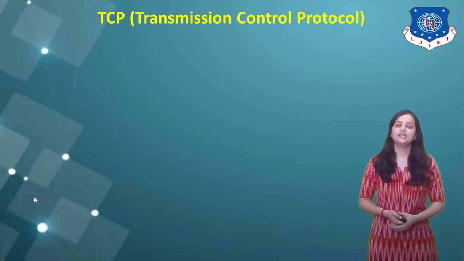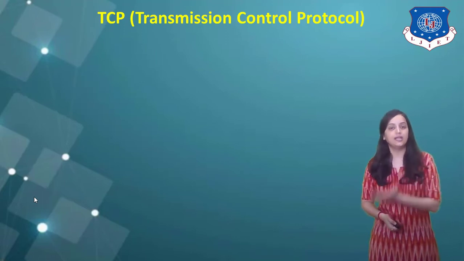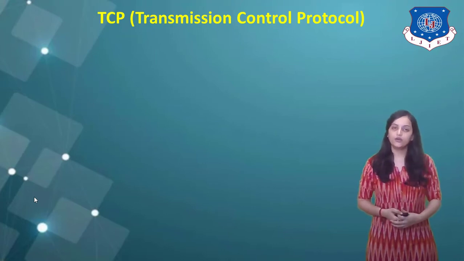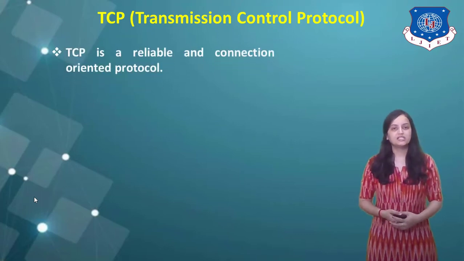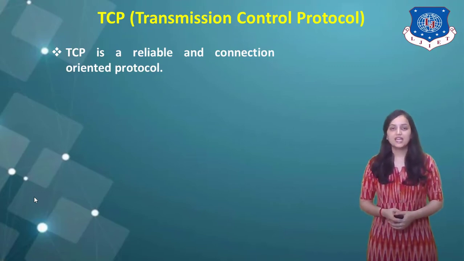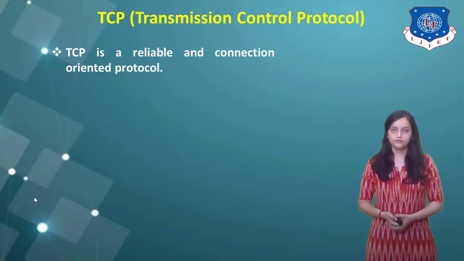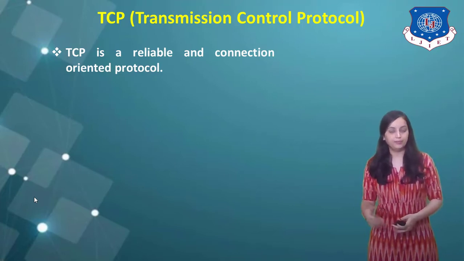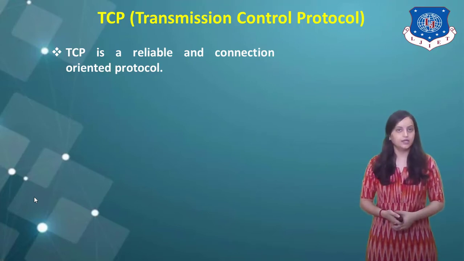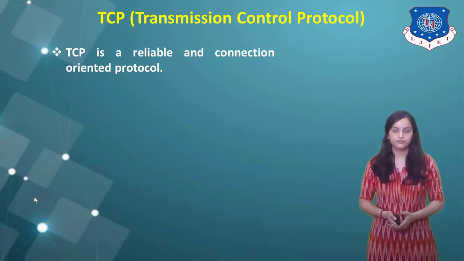So next is TCP, that is Transmission Control Protocol. We have seen UDP, which is a connectionless and unreliable protocol. Now we are going to see TCP. TCP is basically a reliable, connection oriented protocol. It gives reliable data communication by using a connection oriented protocol. This is exactly opposite to UDP, which was connectionless and unreliable. TCP makes it connection oriented and reliable.